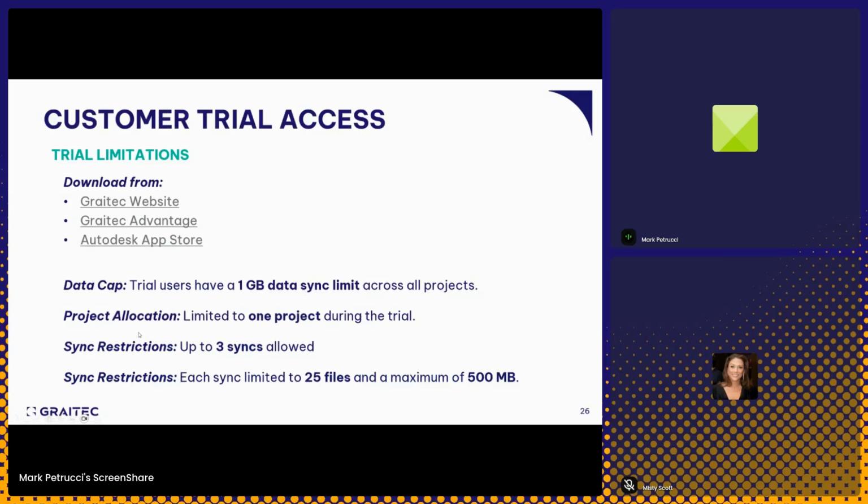Project allocation, you're limited to 1 project during the trial. And the sync restrictions are you can use sync up to 3 times. So, select a good range of data that you want to synchronize. And each sync is limited to 25 files and a maximum of 500 gigabytes.